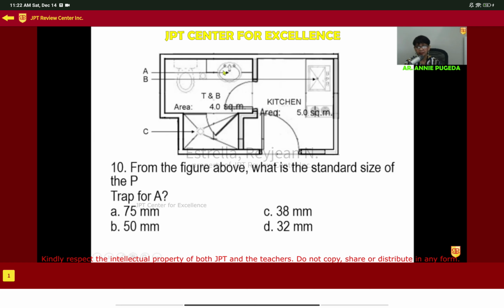So, may illustration tayo. A, nakaturo saan? Lavatory. B, nakaturo sa kitchen sink. C, nakaturo sa shower drain. Standard size for the P-trap for A. Ano yung A? Lavatory. 1.5. 1.5 is equivalent to 38 mm. Yun po yun. Know your millimeter setting.